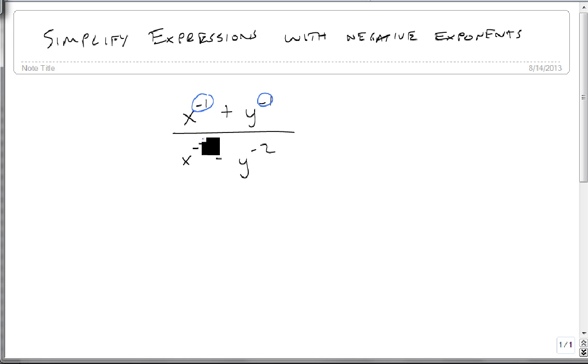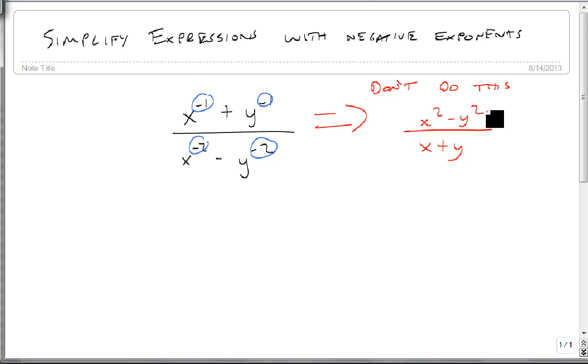Because a negative power says, I'm not happy where I'm at. I need to go to the other side of the fraction. And so the mistake that students make, don't do this, but they rewrite this as x plus y on the bottom and x squared minus y squared on top.